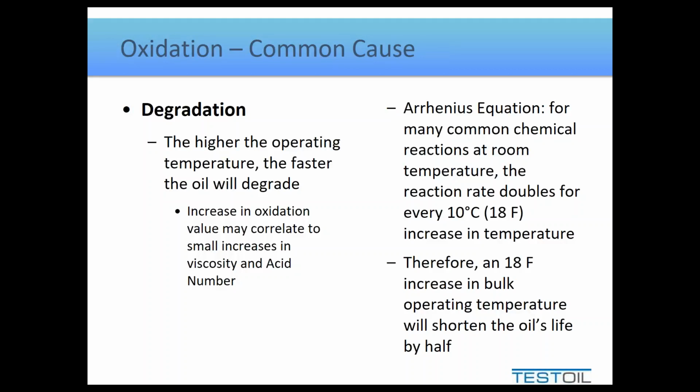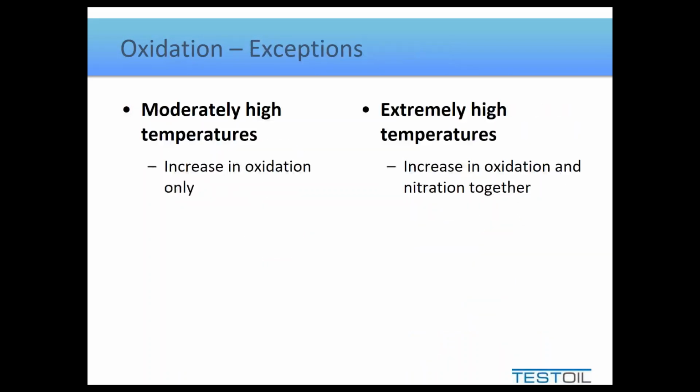Now, one thing I like to point out about the degradation is that there's such a thing as what I like to call low-high versus high-high. If you just have moderately high temperatures, you will see an increase in the oxidation value only. If you see extraordinarily high temperatures, even just a high thermal event within the system, you will not only get high oxidation, but you'll also get high nitration. So basically, by correlating oxidation with nitration, you can get an idea as to the severity of the temperature that is creating this thermal event or degradation mechanism.